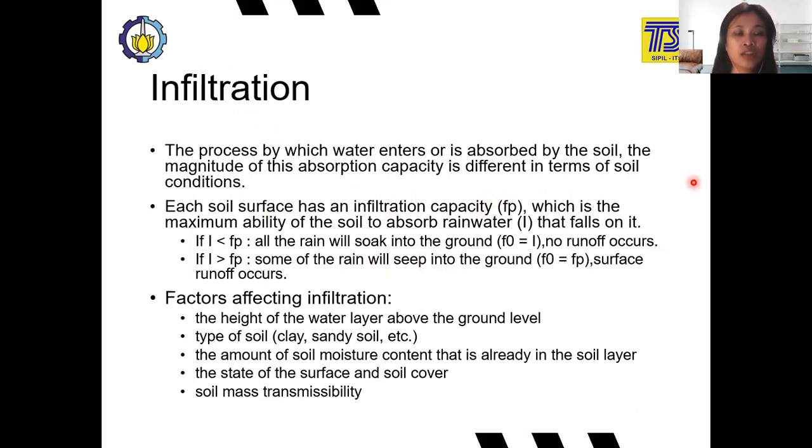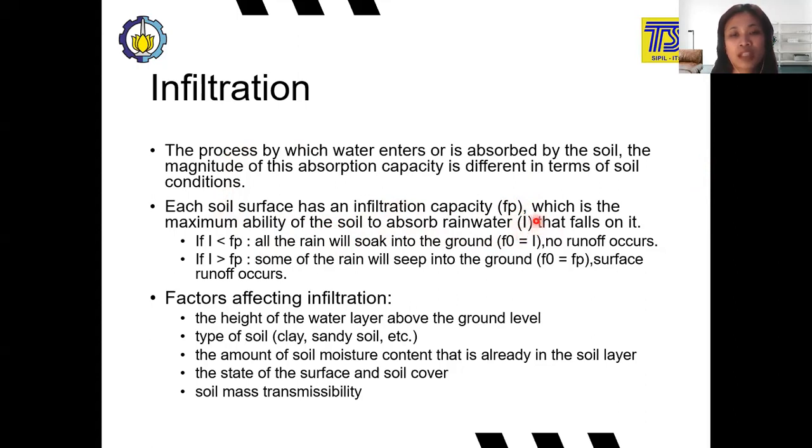Some of the soil is already wet in the beginning because of its type, and some of the soil is dry. For example, the soil in the desert area is rather dry, then the soil in the agriculture area is rather wet. So the absorption capacity will be different for each type of soil. And each soil surface has an infiltration capacity, which is called FP here. This is the maximum ability of the soil to absorb rainwater.